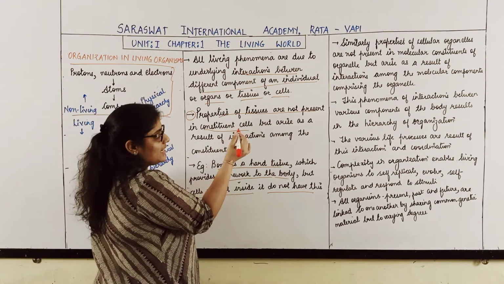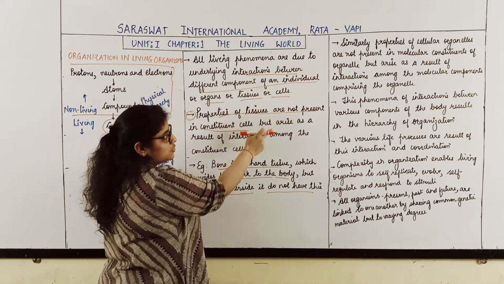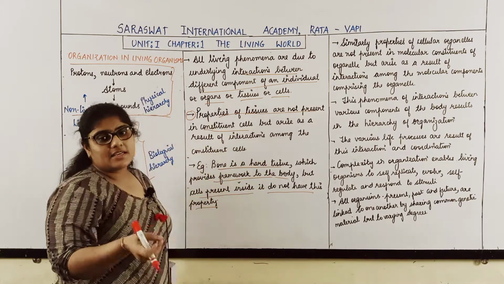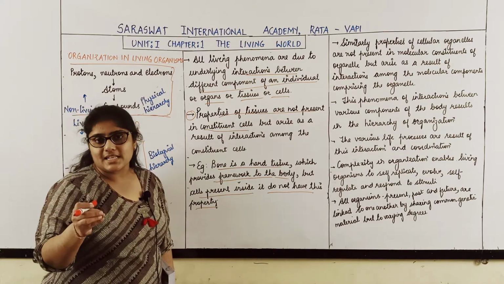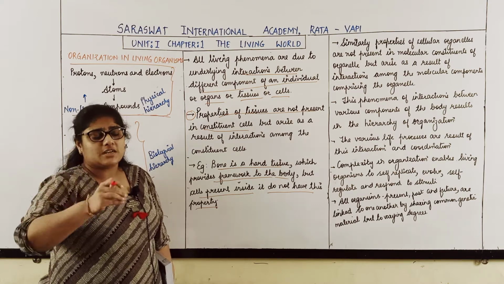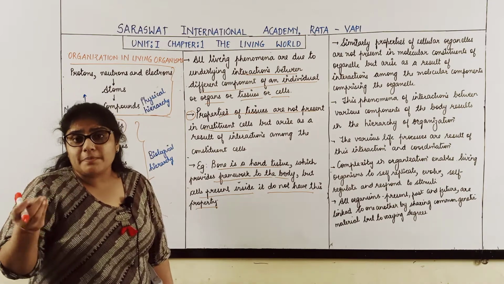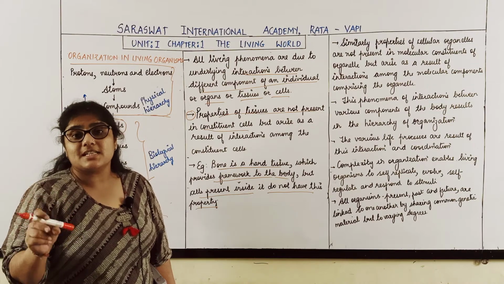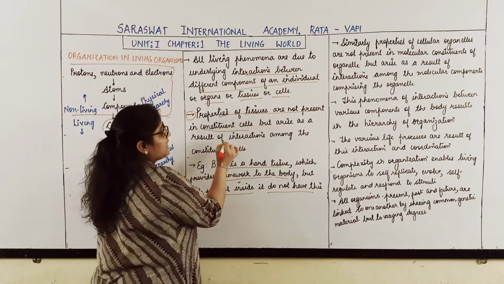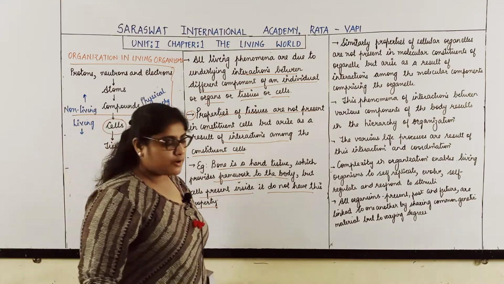So students, are you clear with this particular statement? That properties of the tissues are not present in the constituent cells. That is, the tissues are made up of the cells. Whatever function a tissue performs, that function may not be performed by each and every cell of that particular tissue. But how does that functioning arise? Through interaction among the constituent cells. Are you getting my point?